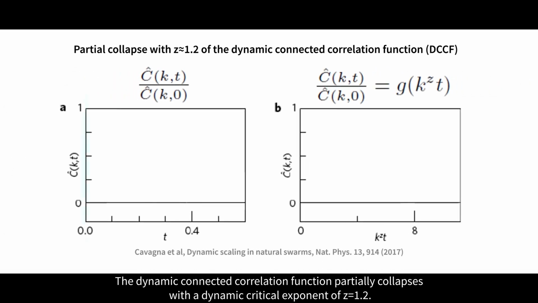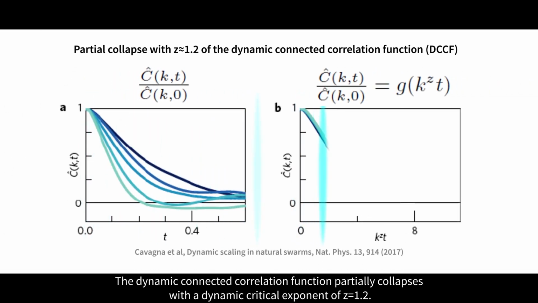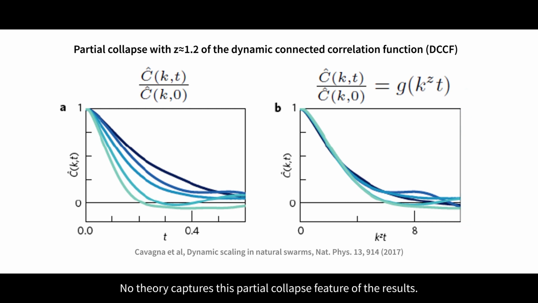The dynamic connected correlation function partially collapses with a dynamic critical exponent of z equals 1.2. No theory captures this partial collapse feature of the results.